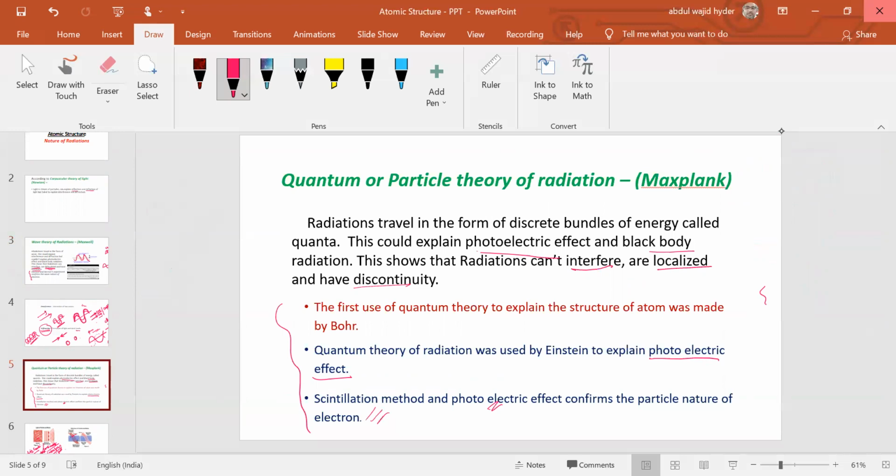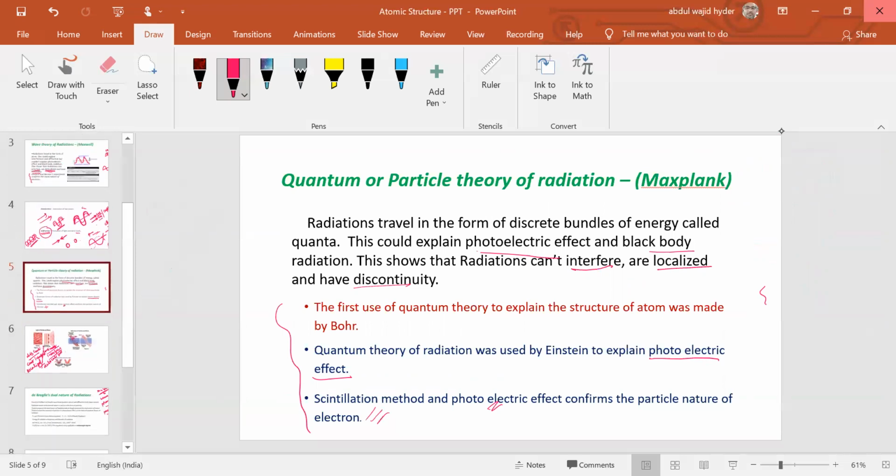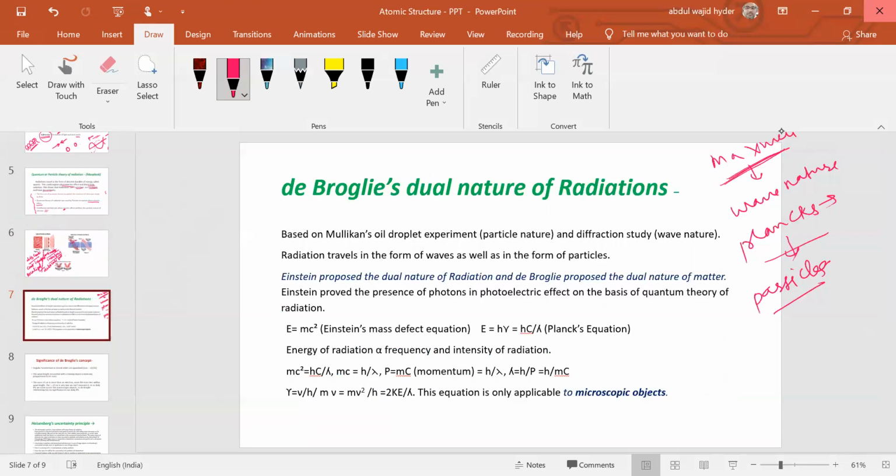So now who is the right one? De Broglie said that both are right. Radiation travels in the form of wave as well as in the form of particles. This means radiation shows dual nature. Later on, I'll clarify whether it is the nature of radiation or the nature of matter.